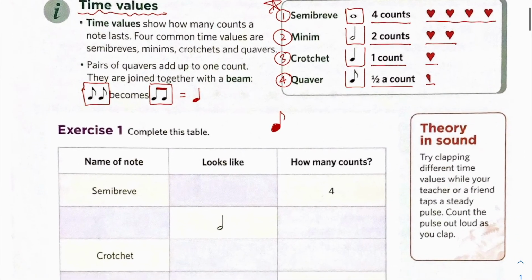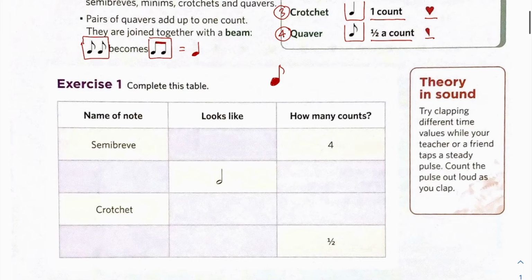Let's take a look at exercise 1 together. There's a chart there, and there are 3 columns. On the left side here, it says name of note. In the middle, it says looks like. And on the right side, it says how many counts. So they give us some clues here and there, so then we can fill up the rest of the chart. Let's start with the first row here. They have given us the name of the note, which is a semi-brief. And a semi-brief looks just like an oval, so we're going to put an oval here. And it's worth 4 counts, which is given already.